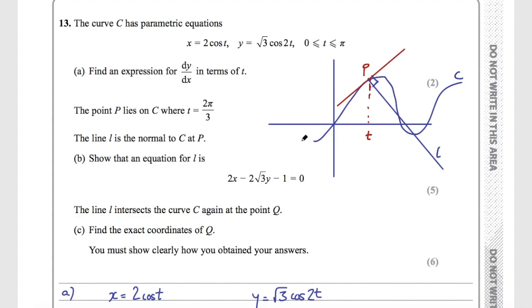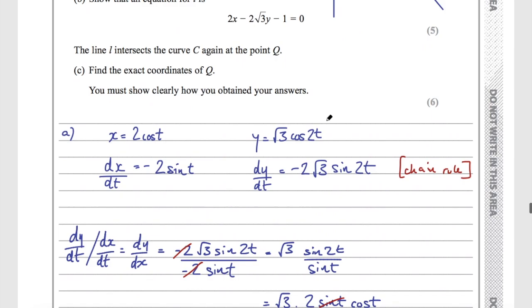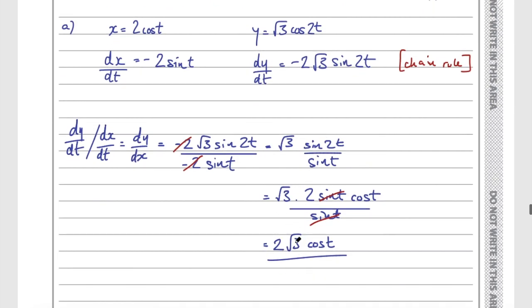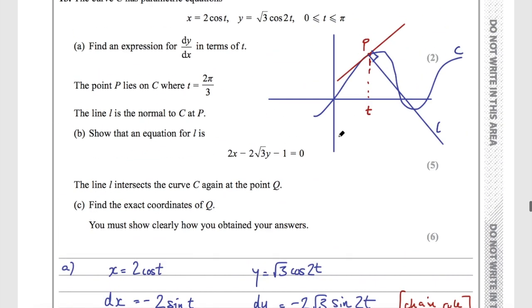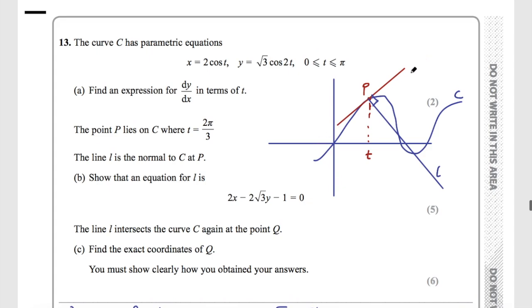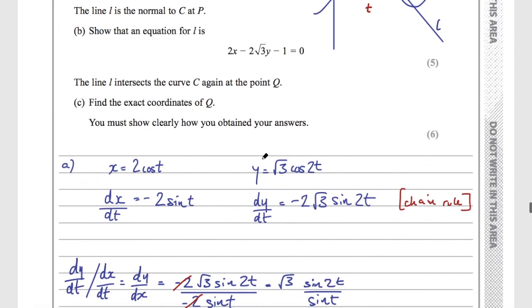Now a couple of things are going to help us find the equation for L. Firstly, the gradient of this tangent, which we already have. We have this derivative in terms of t, so that's going to help us find the gradient of the tangent, which will then help us find the gradient of L. And we also have the x coordinate, in other words t, 2 pi on 3. So we have a point on that line and we can find the gradient. So those two things will help us find the equation of L.